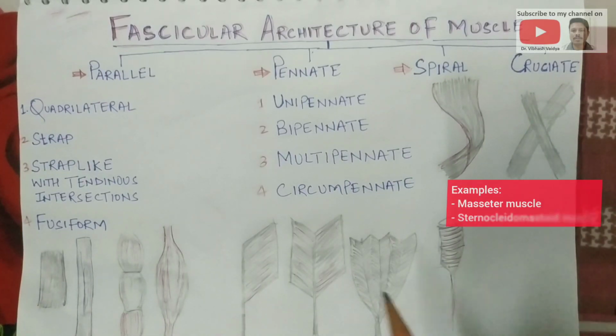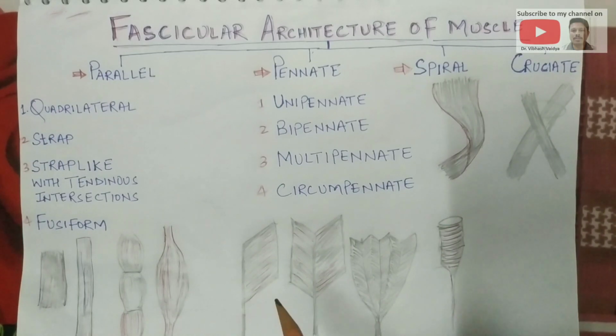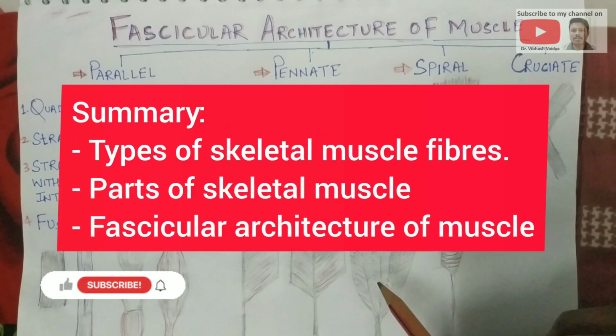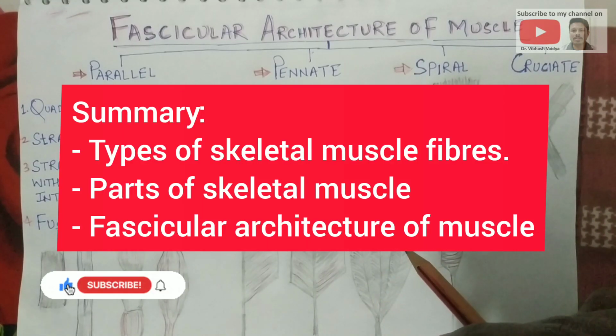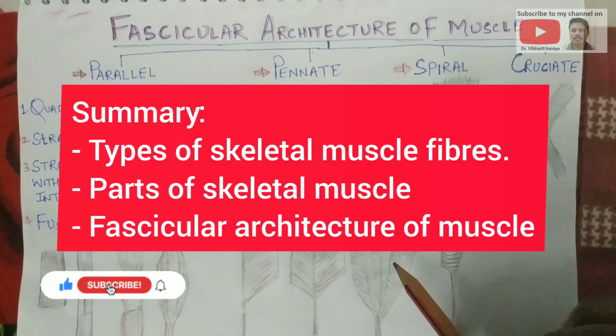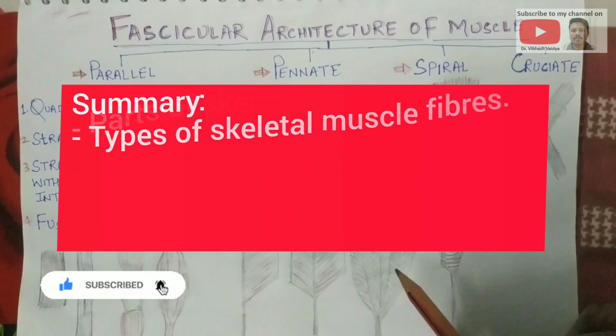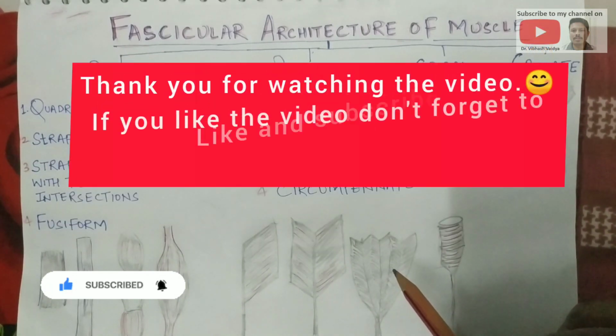So this is about the fascicular architecture of muscles. Today we have covered the types of skeletal muscle fiber, the parts of the skeletal muscles, and the fascicular architecture of muscles. I hope all of you understood the topic.